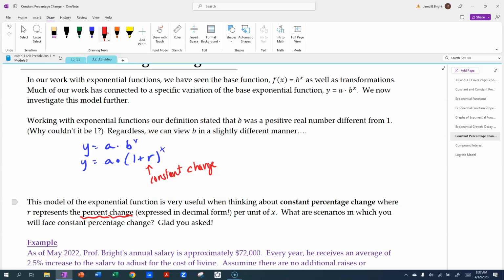So it's represented as a percent, and in practice, when we actually use it, it's a decimal. Okay, so r is equal to a percent change, but often expressed as a decimal.